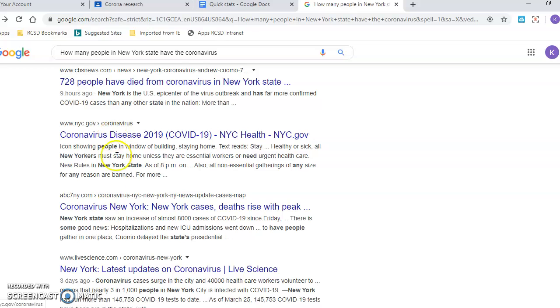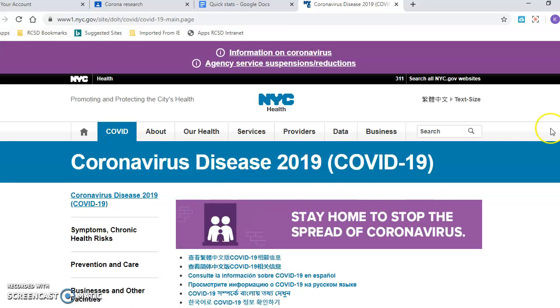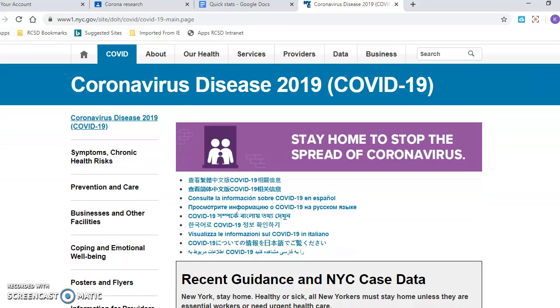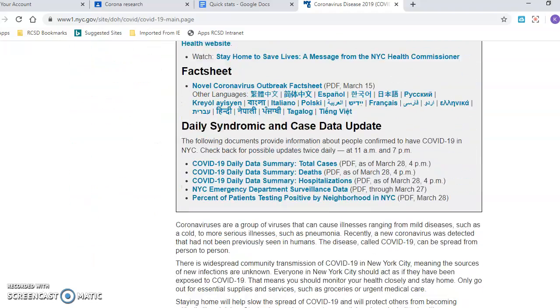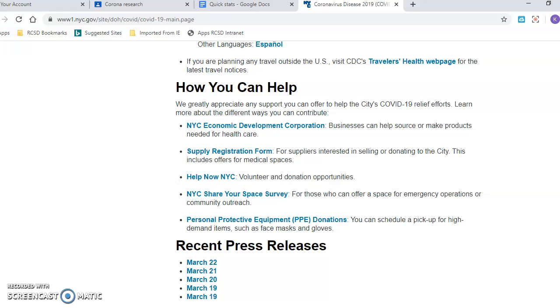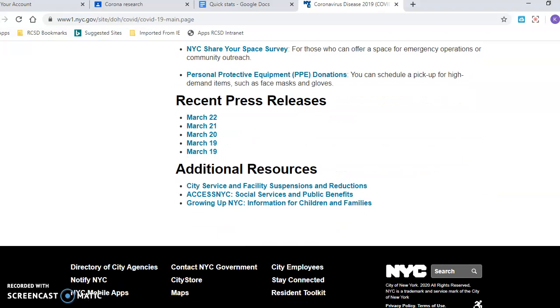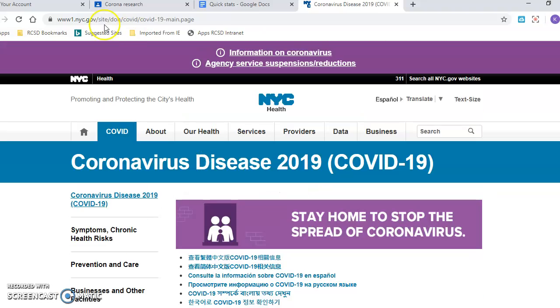Okay, the government. Remember, it's always good to look if it's .com or .gov or what's on here. I'm going to go to this .gov one because I just feel like that might have better information. New York State Health, guidance in New York City, cases, lots of different languages on here. How can you help? Press releases. I'm not seeing any numbers, so I'm going to keep looking.